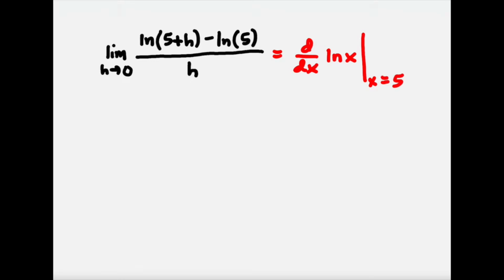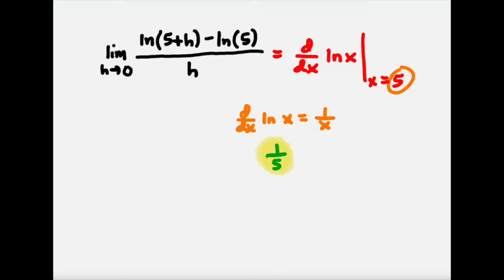So if you were actually doing this problem, you would know that the derivative of ln x is equal to 1 over x, and then you just simply have to plug in this 5 here to figure out the answer. So you would end up with your final answer as 1 over 5. So that's a way of doing it with the limit definition of derivatives.